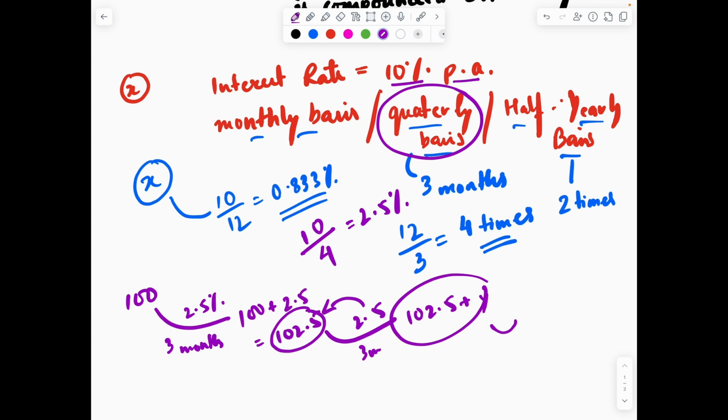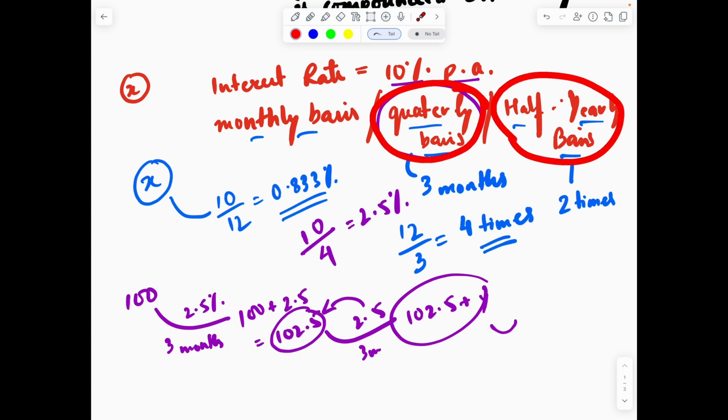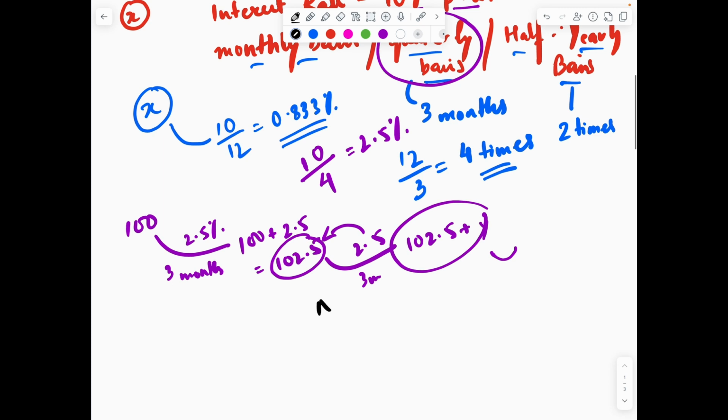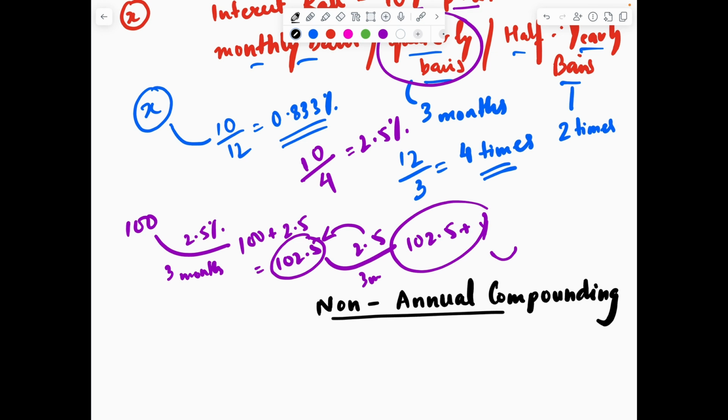So the concept is that whenever the compounding of the interest is happening not on an annual basis, but on a monthly basis, or a quarterly basis, or a half-yearly basis, but not on a yearly or annual basis, it is non-annual compounding, which is the very topic of this video. I hope you have understood the concept.